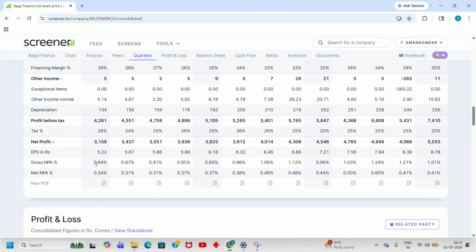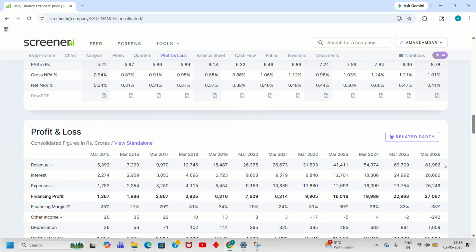Gross NPAs basically refers to non-performing assets. So these are around 1.01%, which is probably a good scenario that suggests that the company is recovering all the loans and advances that they have lent out to the people, that they are easily recovering it.